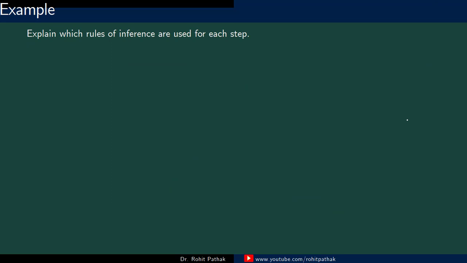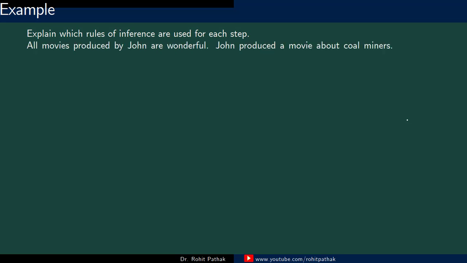Now look at another. Explain which rules of inference are used for each step. All movies produced by John are wonderful. John produced a movie about coal miners.